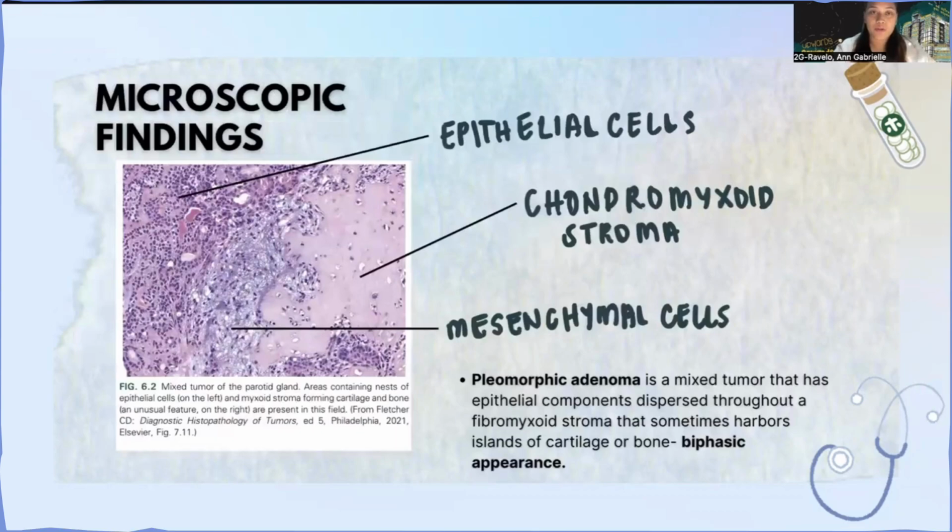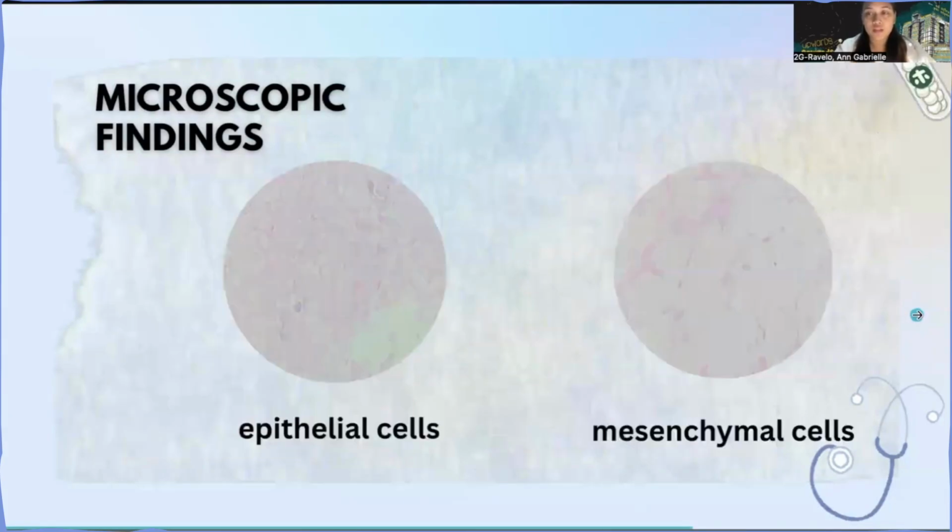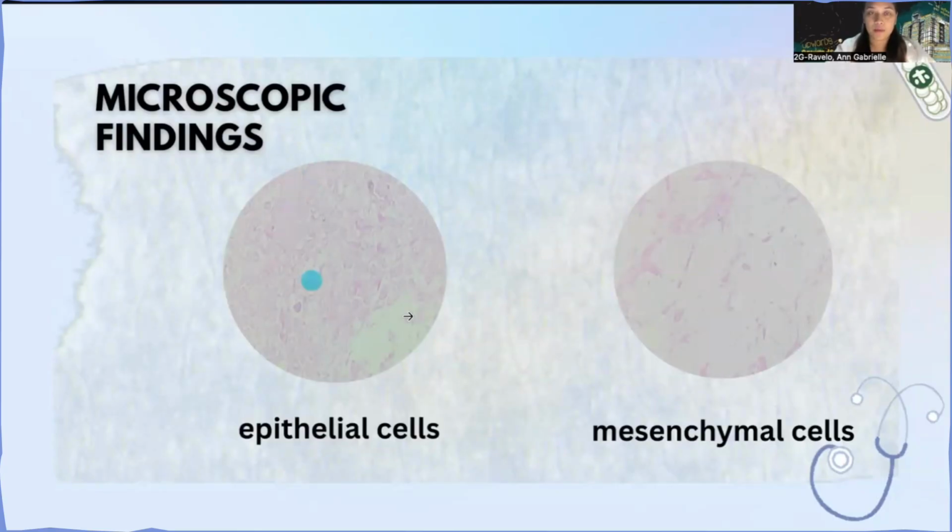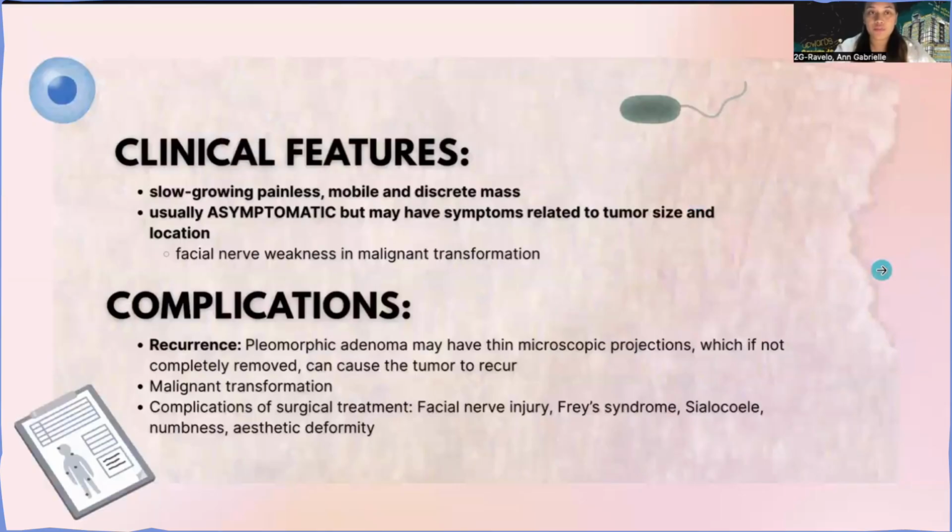So for the microscopic findings, we will find epithelial cells, as we see over here, in the chondromyxoid stroma and mesenchymal cells. So the pleomorphic adenoma is a mixed tumor that has epithelial components dispersed throughout the fibromyxoid stroma that sometimes harbors islands of cartilage or bone, which gives its biphasic appearance. So these are just some pictures which we can also appreciate the epithelial cells and mesenchymal cells found in your pleomorphic adenoma.